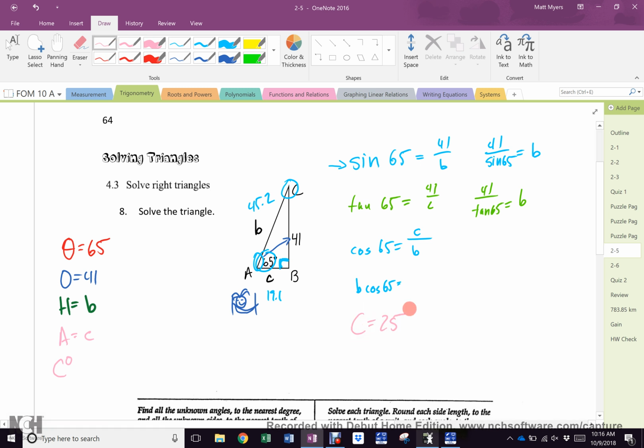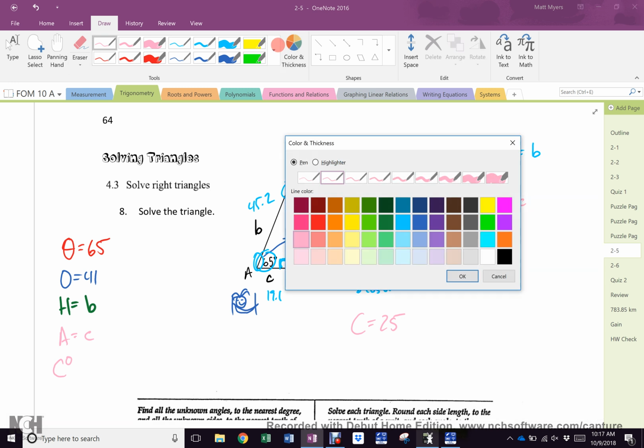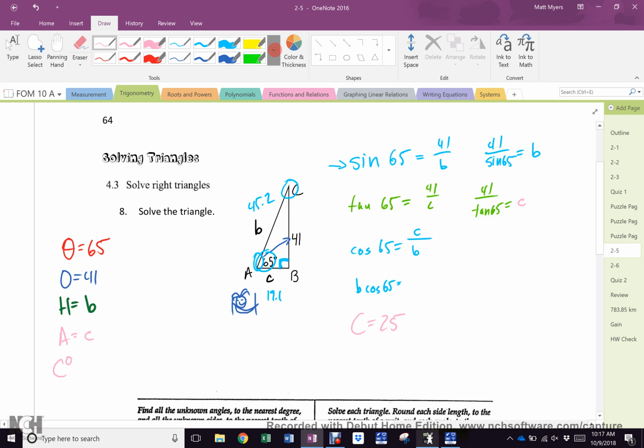Does everybody understand? Could I have followed the green path? Could I have done tan? Once I had tan, actually that would have been C, of course. Once I had tan, that would give me C. Now, could I then use that to do the cos for the hypotenuse? Yes. Would it matter? No.